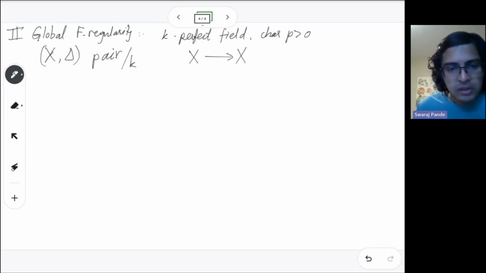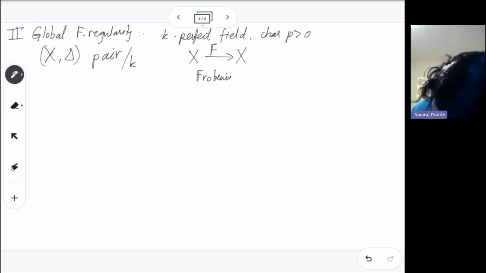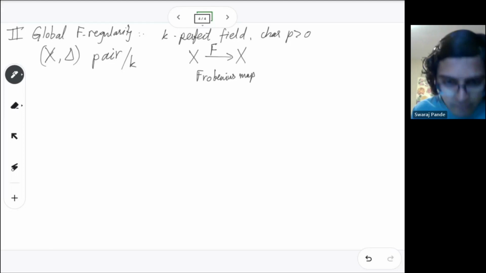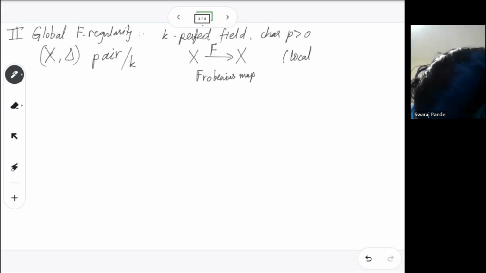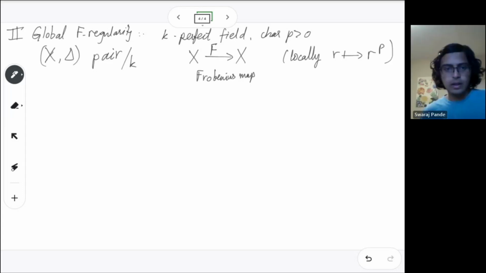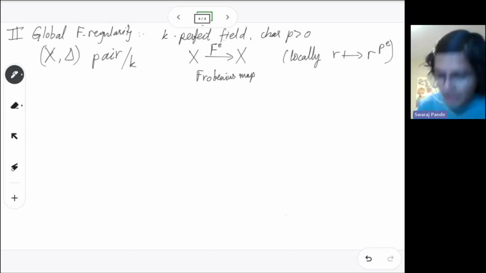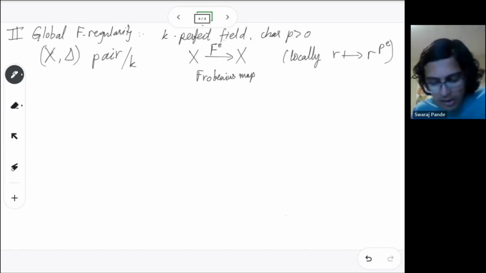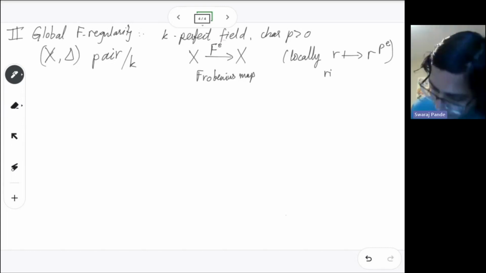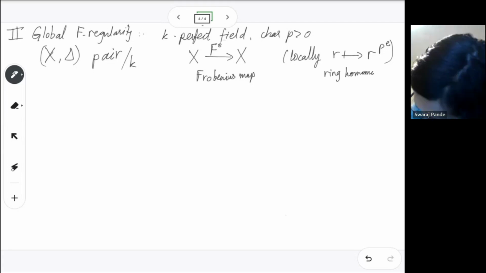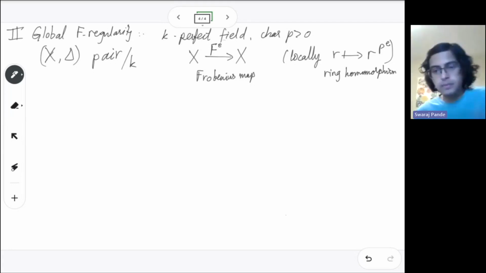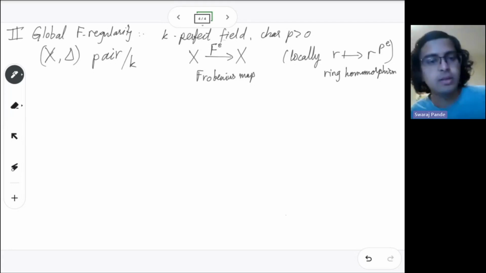Since X is in characteristic p, we have a natural absolute Frobenius map. Locally, it's just given by taking a section to the pth power. We can also iterate this, so we have F^e, where you take r to the p^e power. And since we are in characteristic p, this is a ring homomorphism. So F^e is a map of schemes on X.